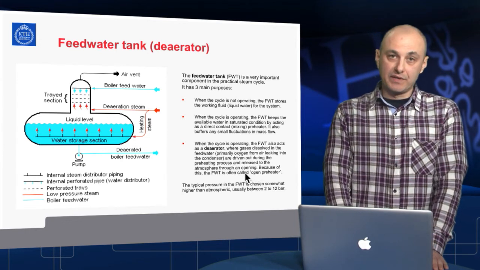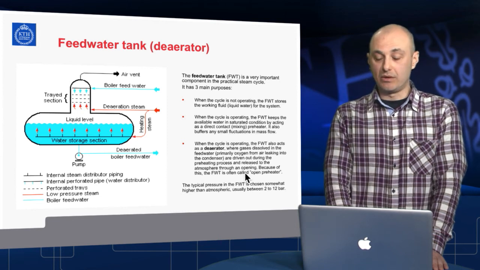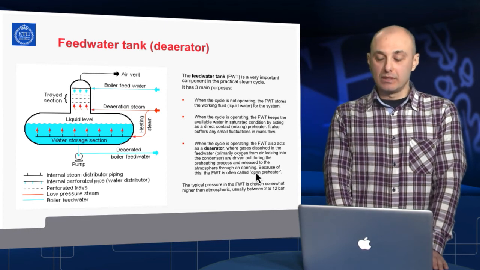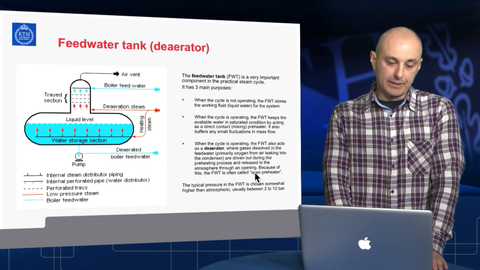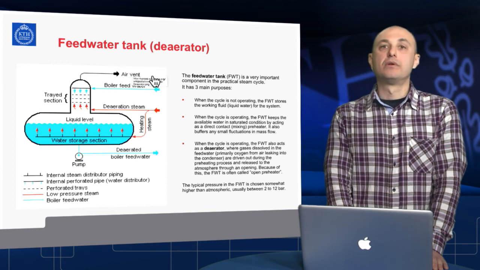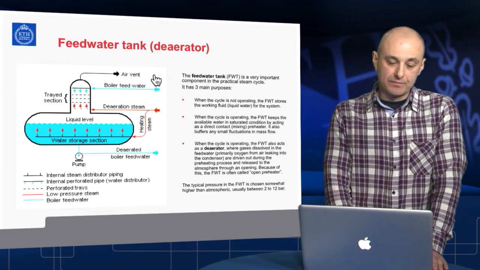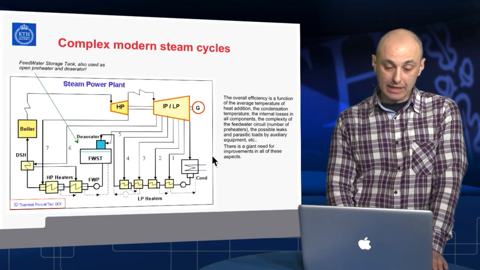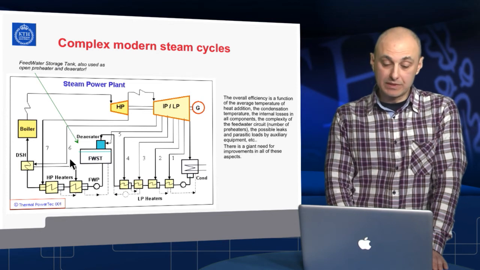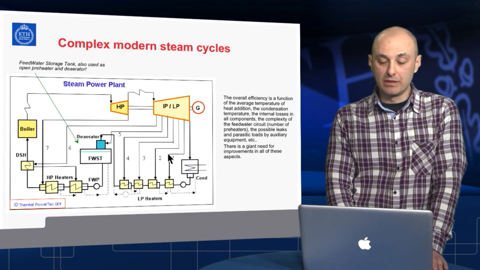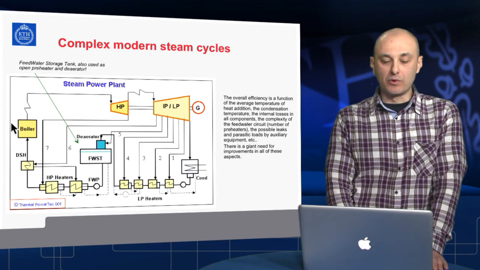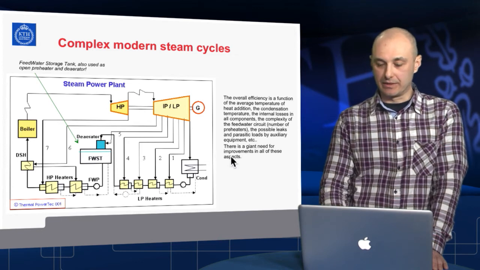So because of that, the feedwater tank is often called also an open preheater. It is a direct contact preheater, and it's also an open preheater, venting out the dissolved gases, which are driven out from the liquid water. Again, the feedwater tank is inevitable in every steam cycle and will be lying somewhere here, in between preheaters, if we have any, or in between the condenser and the boiler on the liquid side of the cycle.